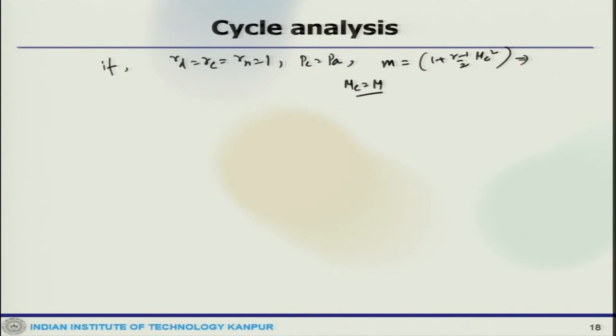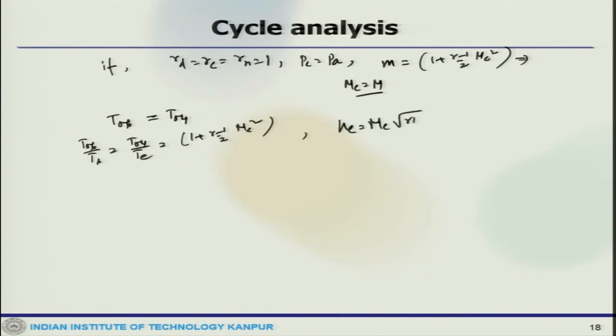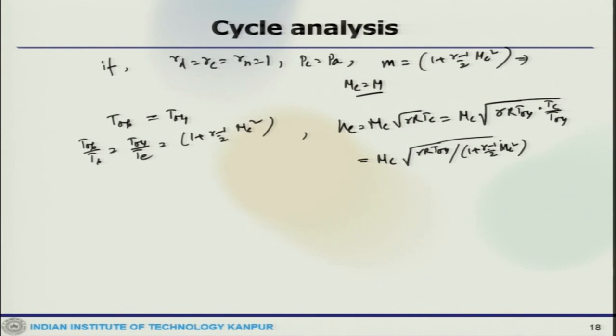Now, if the heat transfer from the engine is assumed negligible, then the exhaust total temperature T06 would be T04, and what we can get is that T06 by T exit and T04 by T exit is 1 plus gamma minus 1 by 2 M exit square. So, we get the exit speed of sound, gamma R T exit, in terms of gamma R T04 divided by 1 plus gamma minus 1 by 2 M E square. So, this is M E, root of gamma R T04 by m.